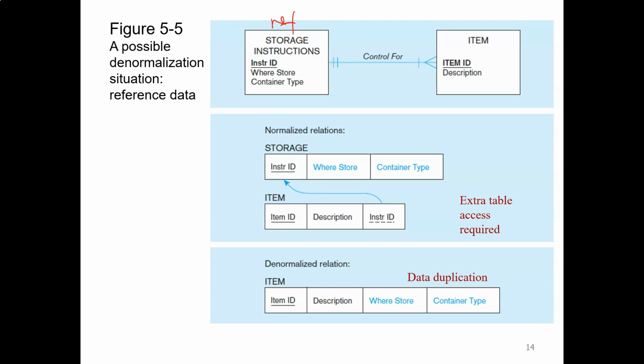In this case, it sometimes makes sense for you to denormalize the tables and put them together in one table. So this way, you don't have to join the tables if you need to access both the item information and the storage instruction.